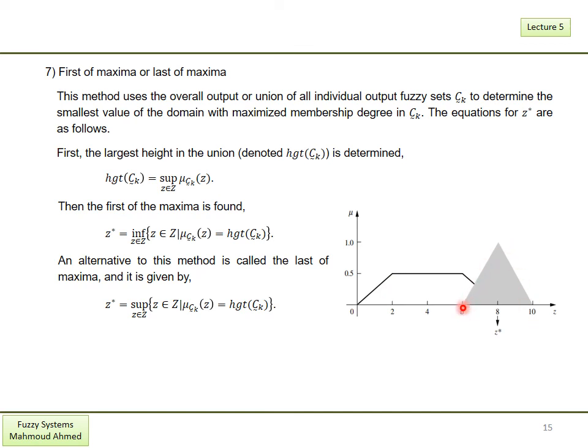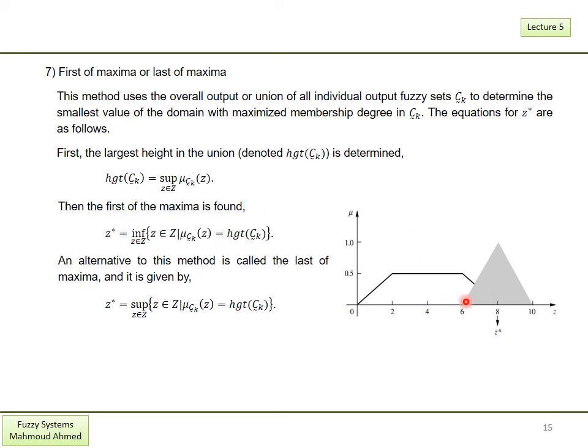So the maximum value in both membership functions is simply this point, which is the vertex of the triangle. This is the maximum value. So we have only one value at this maximum point. So the first of maximum and the last of maximum is only represented with one point, which is this point. So we can directly, without using mathematics, from the figure get that z star is equal to 8, which lies directly from the projection of this point on the z-axis.